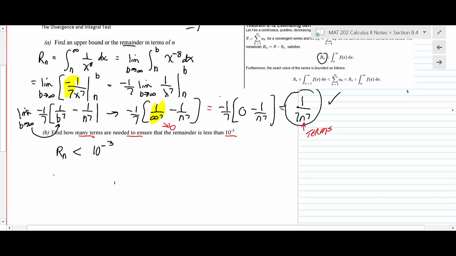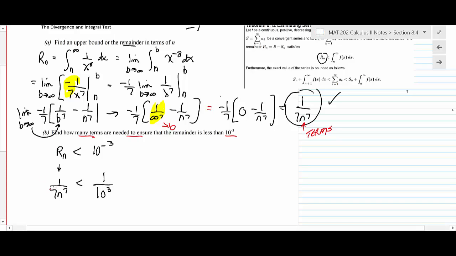We have the remainder was 1 over 7n to the 7th, and we're going to set that less than 10 to the negative 3. Now I'm going to write that as 1 over 10 to the 3rd. So we need to solve this inequality for n. There are two ways to do this. You can cross multiply when you're doing an inequality, but you have to be careful. I'm going to show this two ways.